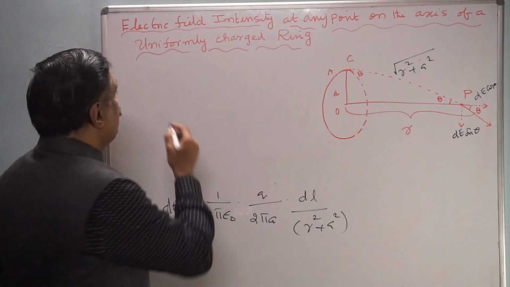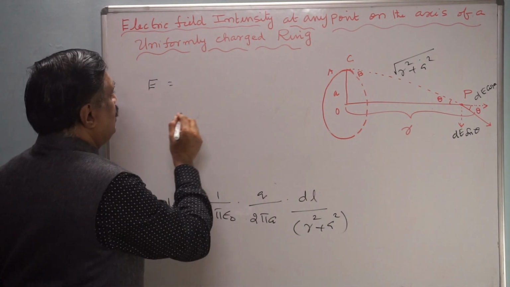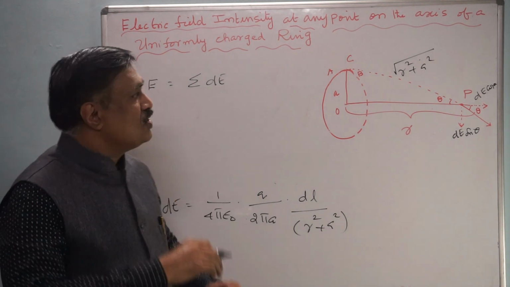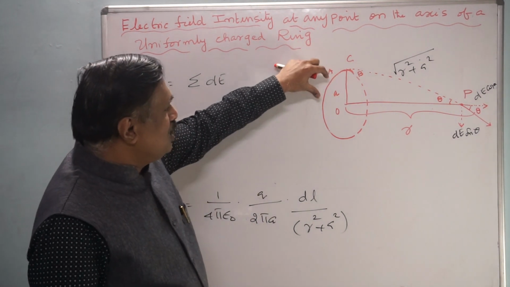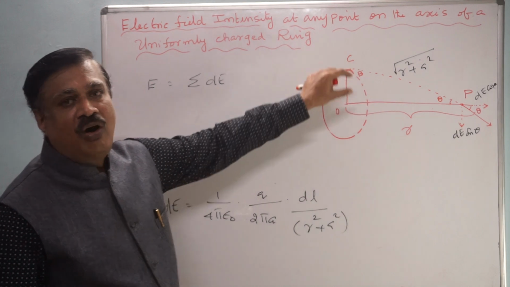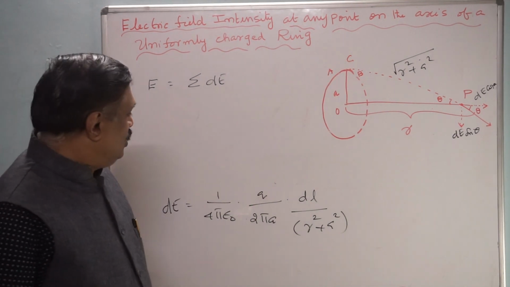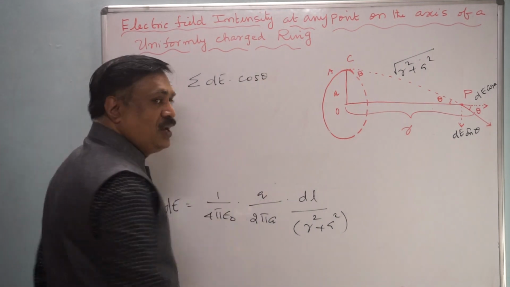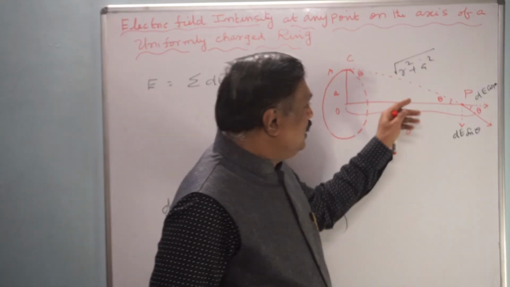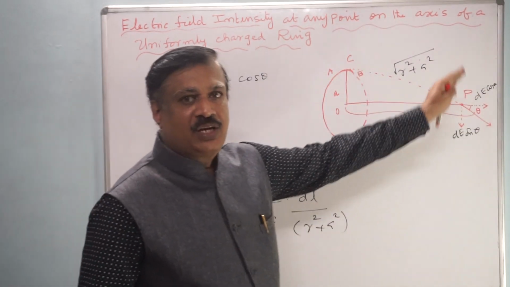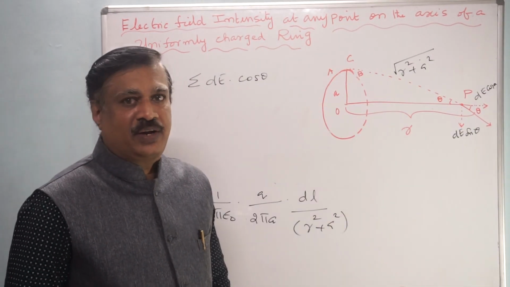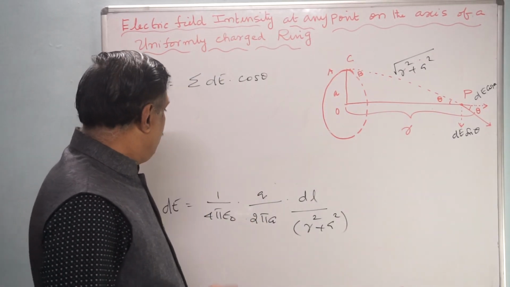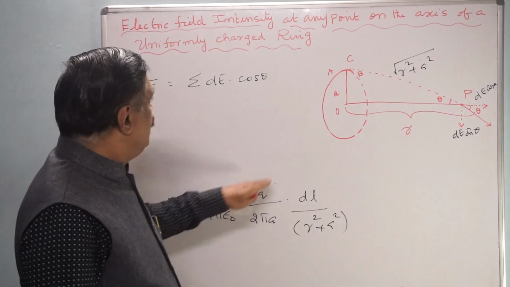Therefore, our E equals sigma dE. Sigma means what? Small element, small element, small element. We have to take all the small elements. Therefore, now we have to take dE cos theta. Why cos theta? Because it is only the horizontal component. Vertical components cancel each other, and the horizontal components add together. Therefore, dE cos theta. Now we have to substitute for this dE.